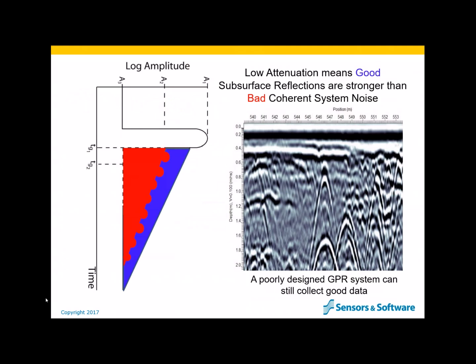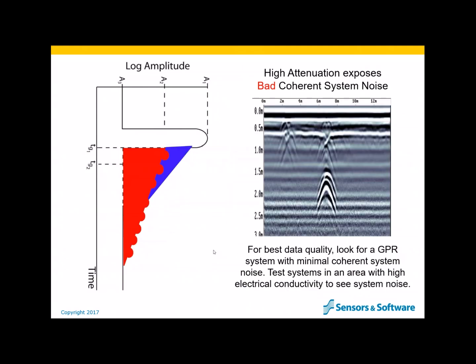Unfortunately, many people get convinced by slick marketing that shows GPR data in areas that are favorable for GPR. The ground response, shown in blue, is so strong for so long that it can easily hide bad coherent system noise. That's the signal shown in red. It is only when you try the GPR system at a site with high signal attenuation that you can see the coherent system noise.